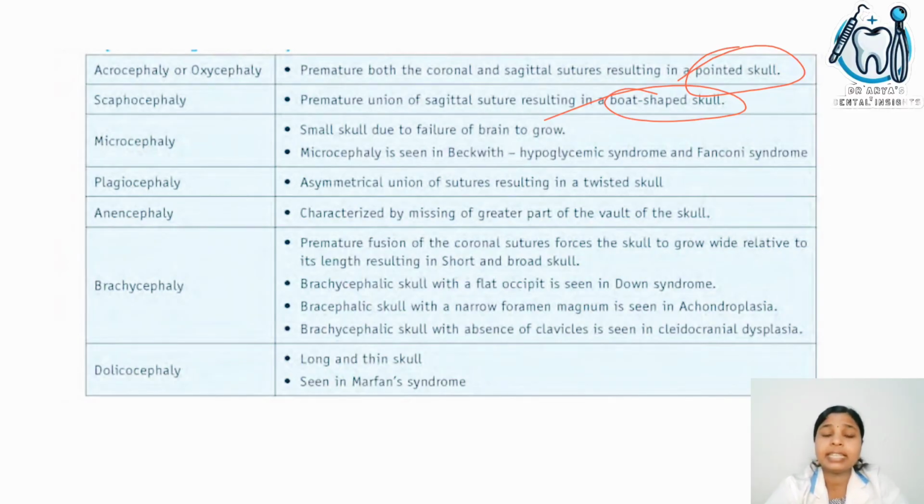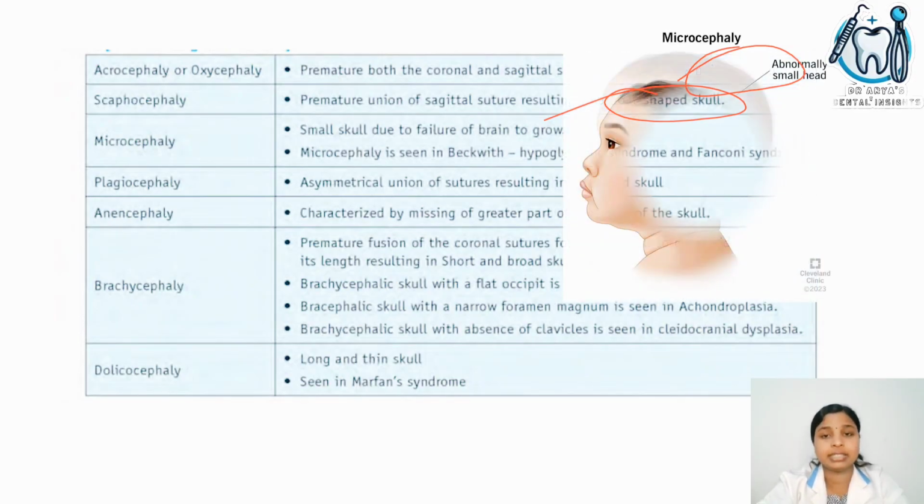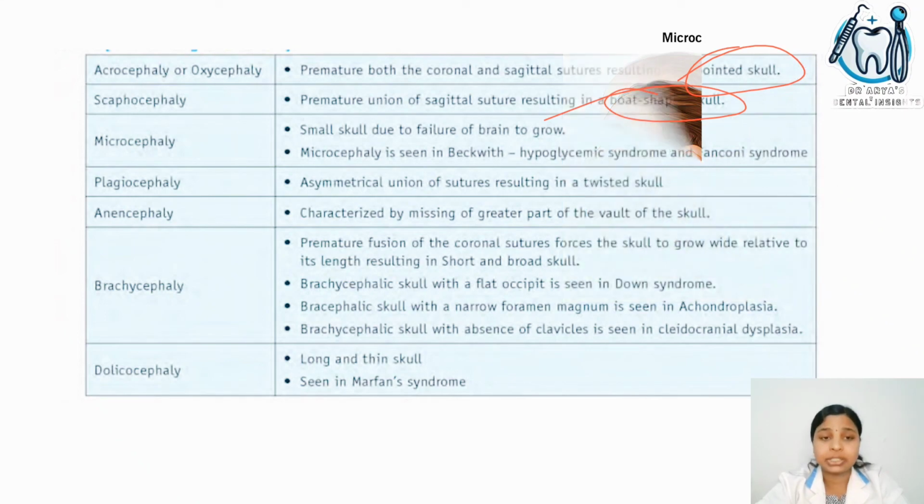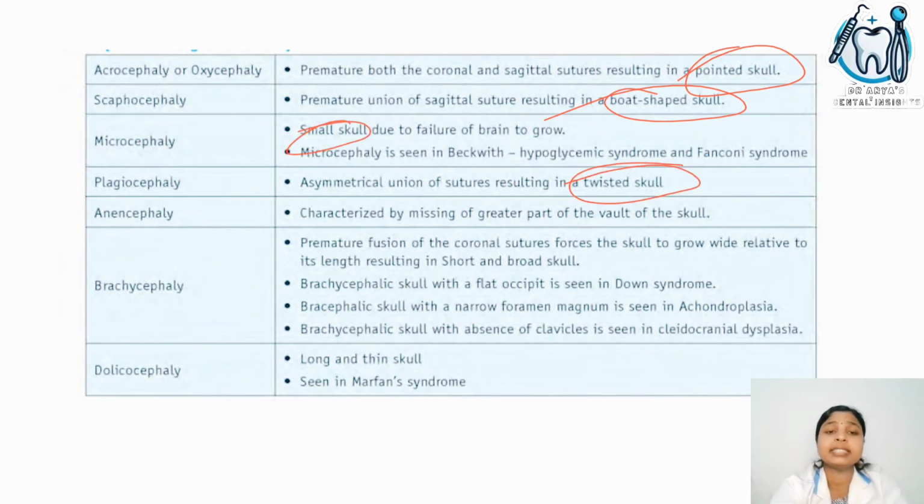And then microcephaly, it is a small skull due to failure of the brain to grow, and it is seen in Beckwith syndrome and Fanconi syndrome. So this is microcephaly, an abnormally small head. The next is plagiocephaly, asymmetrical union of sutures resulting in a twisted skull. Then anencephaly, characterized by missing of the greater part of the vault of the skull.